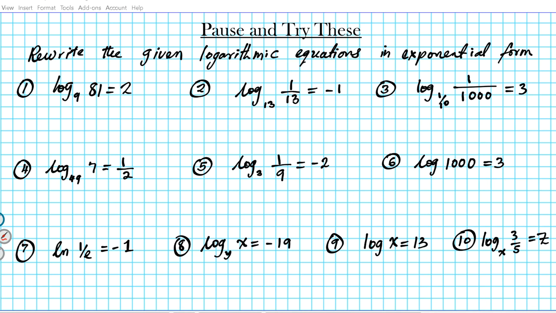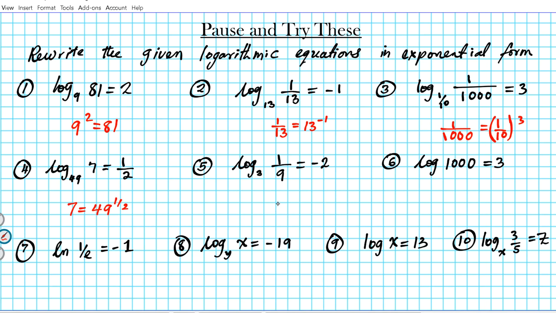Alrighty, welcome back. Hopefully you had a chance to try the problems. Let's take a look at the solutions. For number 1, we have 9 squared equals 81. For number 2, we have 1/13 equals 13 to the negative 1. For number 3, we have 1/1000 equals 1/10 raised to the 3rd power. For number 4, we have 7 equals 49 to the 1/2 power.